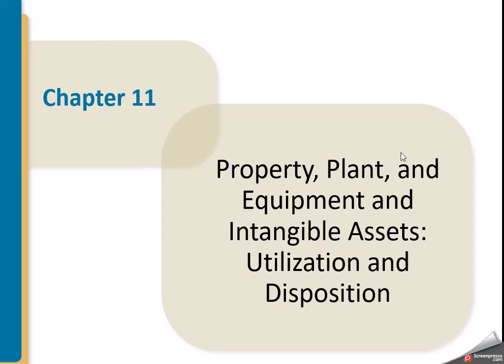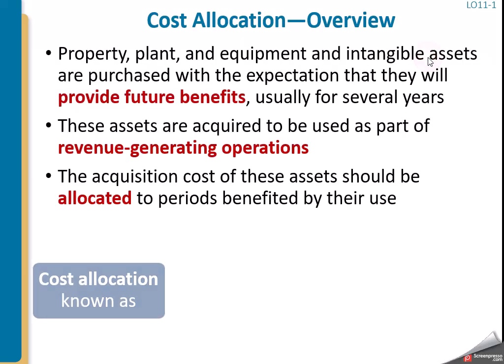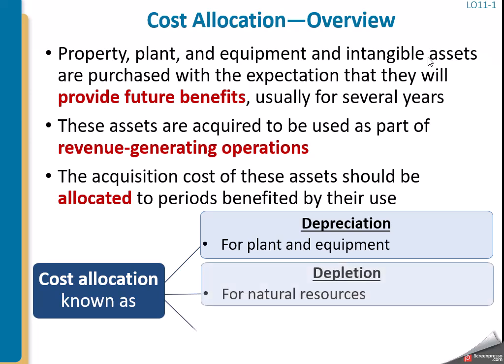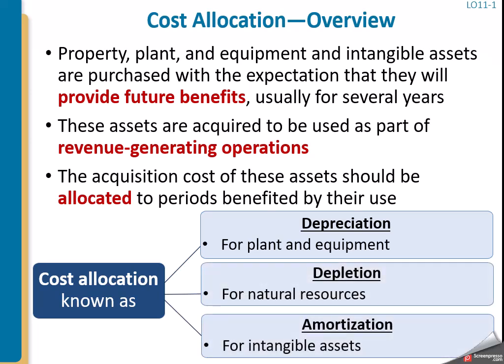Chapter 11 will talk about property, plant, and equipment, and specifically how we charge those off to expense over their service lives. So first we have to figure out, okay, what are we talking about? Do we have property, plant, and equipment? Do we have natural resources? Do we have intangible assets? And we'll talk a little bit about each one of them.